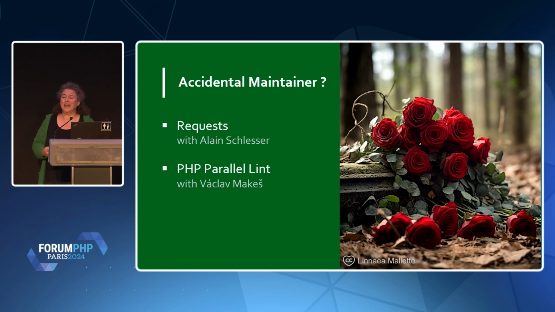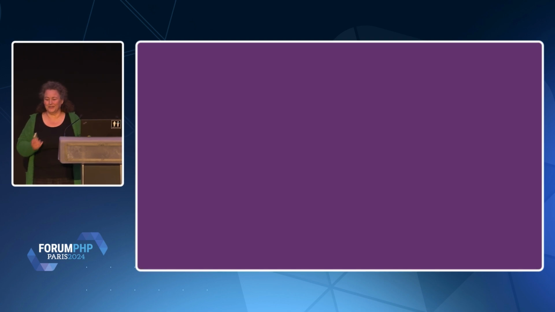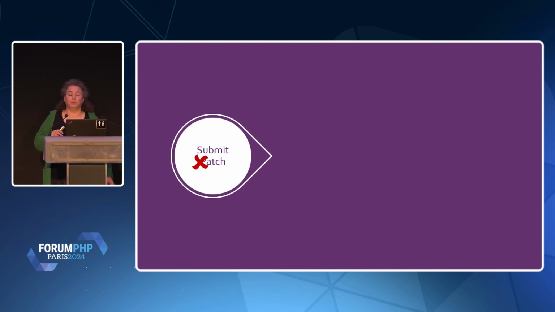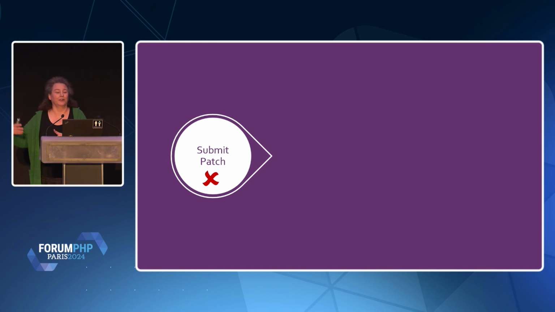Now, how does this happen, you might wonder? Well, typically it goes like this. I submit a patch because, for instance, PHP 8.4 is coming. I see a deprecation because one of my dependencies is causing my builds to fail on their code. So I submit a patch. And the patch doesn't pass their CI.